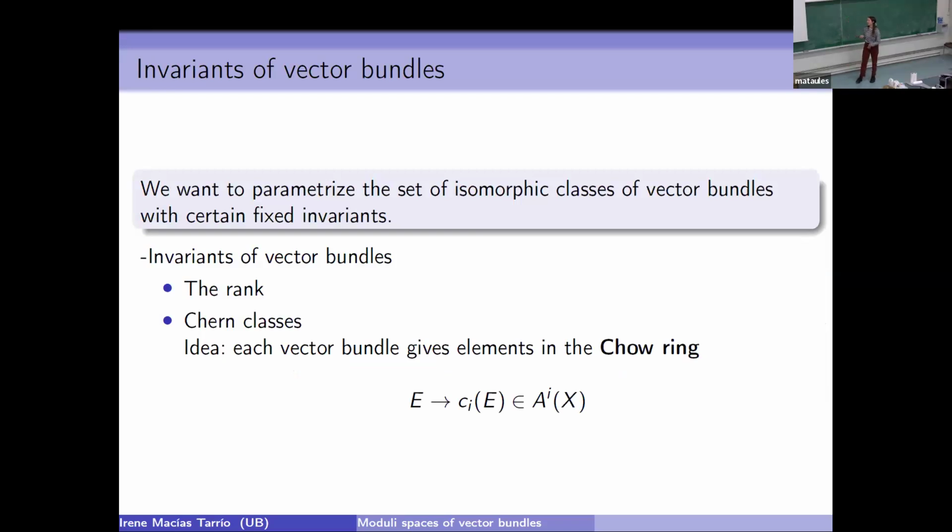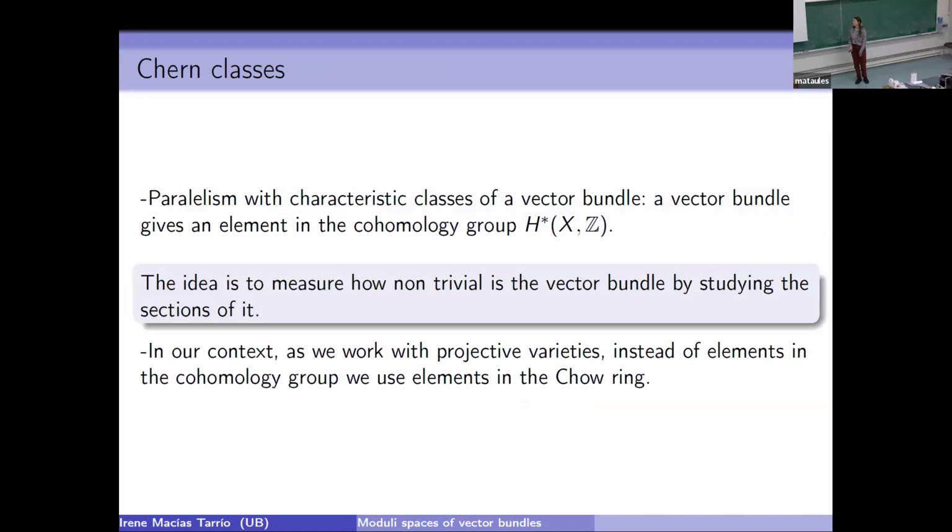The Chern class, the idea is, given a vector bundle, we get elements in this ring that is called the Chow ring. So maybe you're more familiar with characteristic classes of vector bundles, that given a vector bundle, we get an element in the homology of the surface, well, of the variety. The idea is the same, but now instead of homology, we work with this ring. So we want to measure how trivial or non-trivial our vector bundle is by considering elements in this ring.